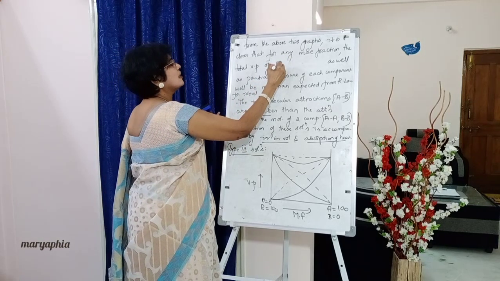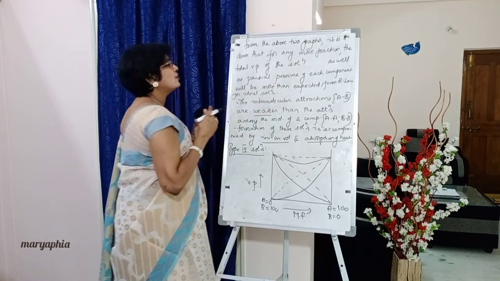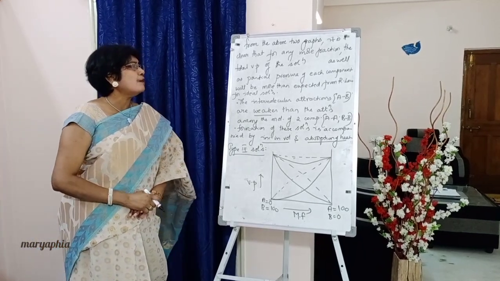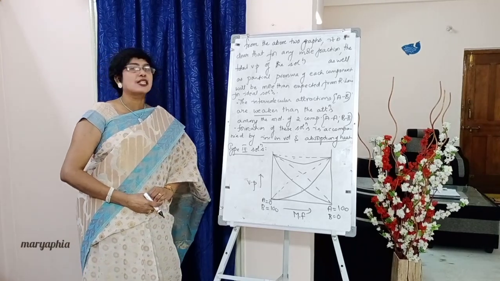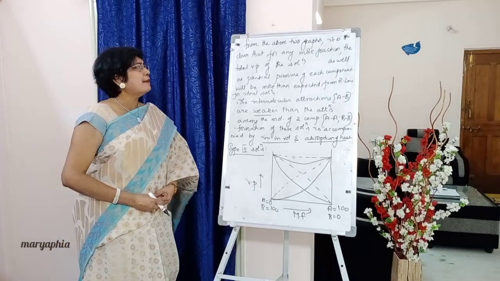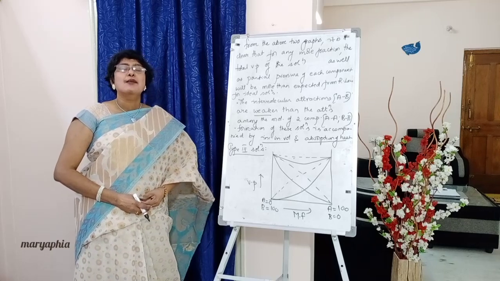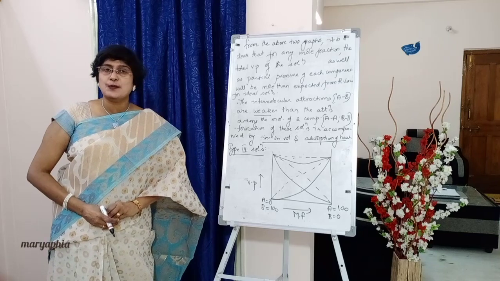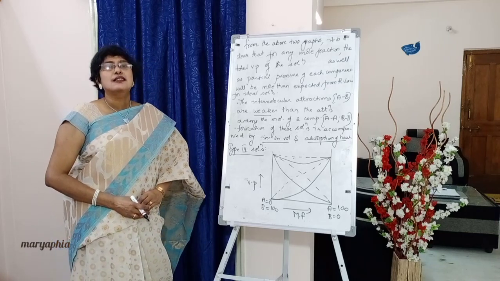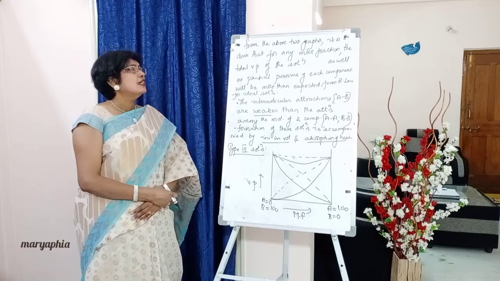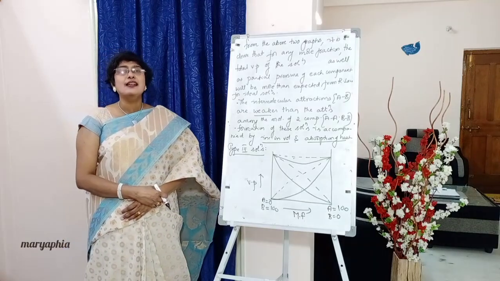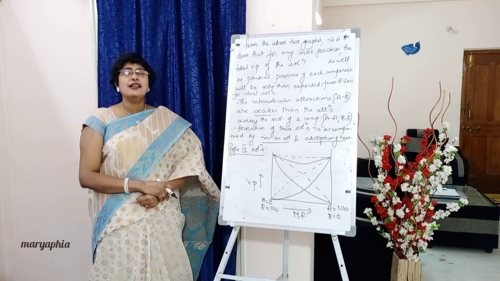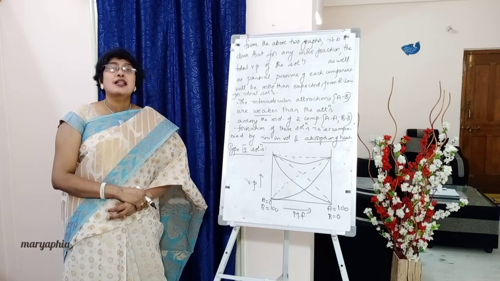the total vapor pressure of the solution as well as the partial pressure of each component will be more than expected from Raoult's law for ideal solutions. That's why they are showing positive deviation, students. They are deviating from Raoult's law.